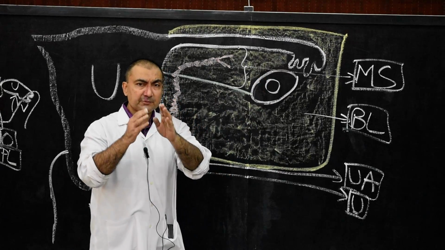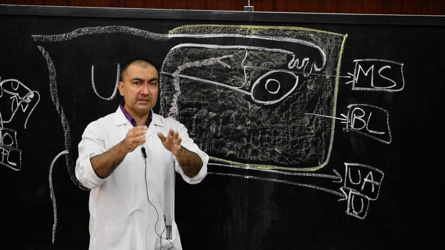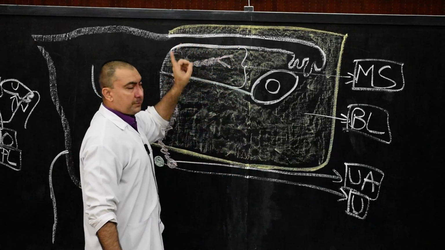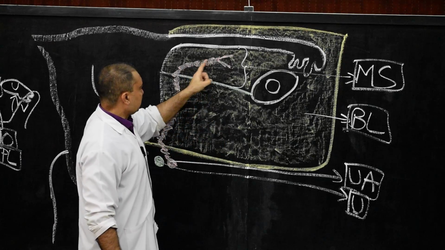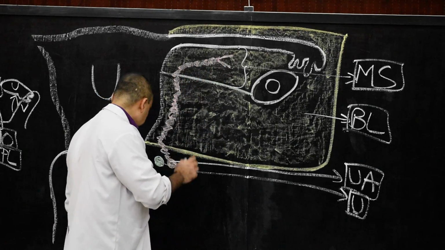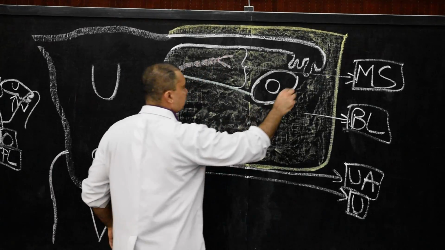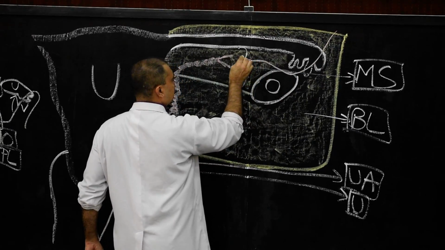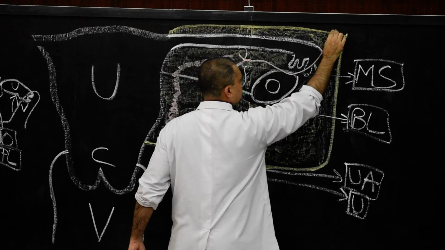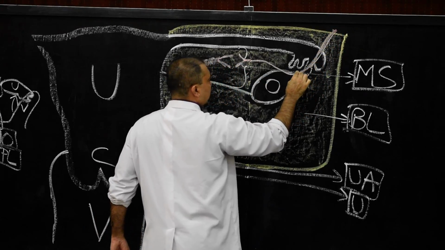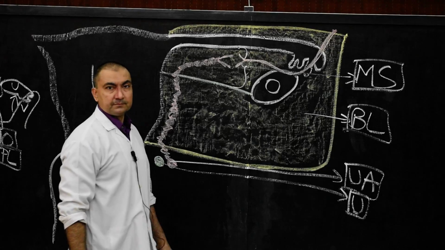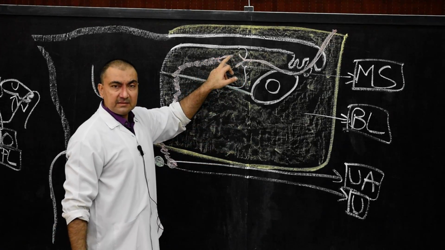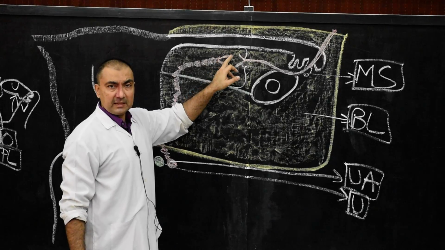What are the structures present in the mesosalpinx? The ligament of the ovary, the fallopian tube, the uterine artery, and similarly another artery which is coming from above. This artery which I am drawing will anastomose here with the uterine artery. This artery will be known as the ovarian artery. So the anastomosis between the uterine artery and the ovarian artery is present in the mesosalpinx.